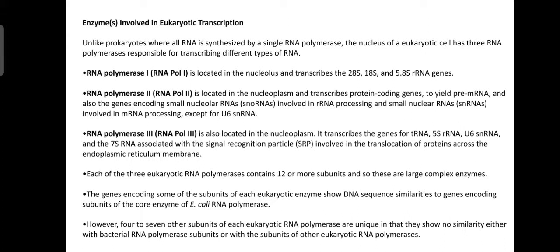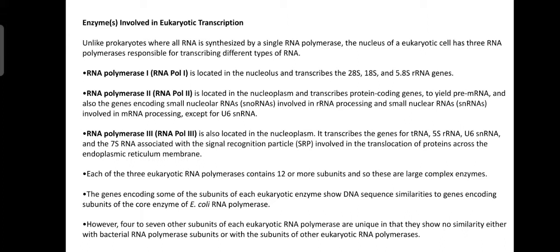So, what is the function of RNA polymerase 1? It will transcribe the 28S, 18S, and 5.8S rRNA genes. We all know the subunits of rRNA. These will be transcribed with the help of RNA polymerase 1, which is located in the nucleolus. What is the nucleolus? It is the largest structure in the nucleus of eukaryotic cells, where RNA polymerase 1 is located.